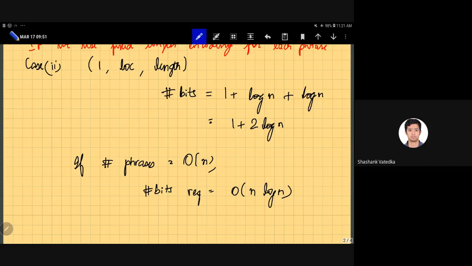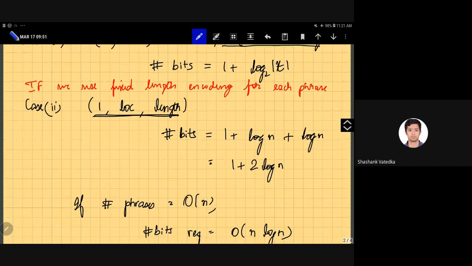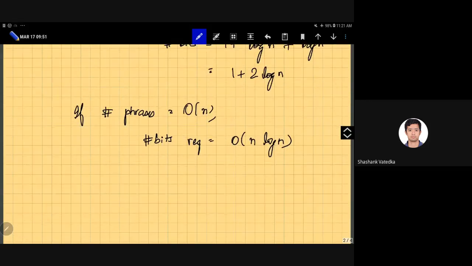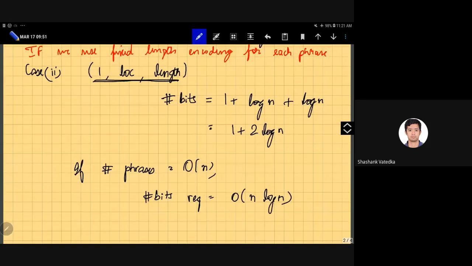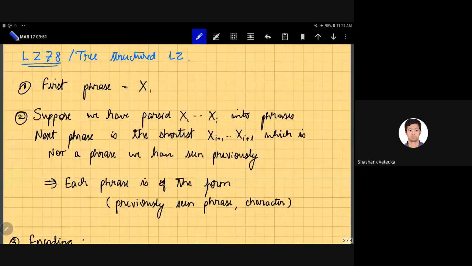So the only way we can get compression is by using variable length encoding to store both the location and the length. Okay, and we'll see in a bit how we can use variable length encoding to reduce the number of bits required to store each phrase. So clearly fixed length encoding is not good. But before I discuss how we are going to do variable length encoding for these locations and lengths, let me also introduce the other algorithm, the LZ78 algorithm.